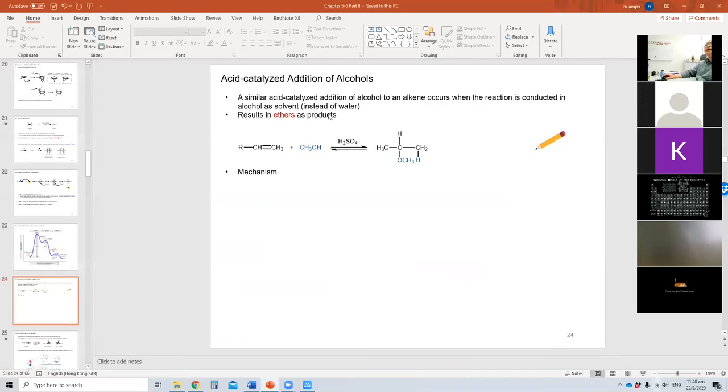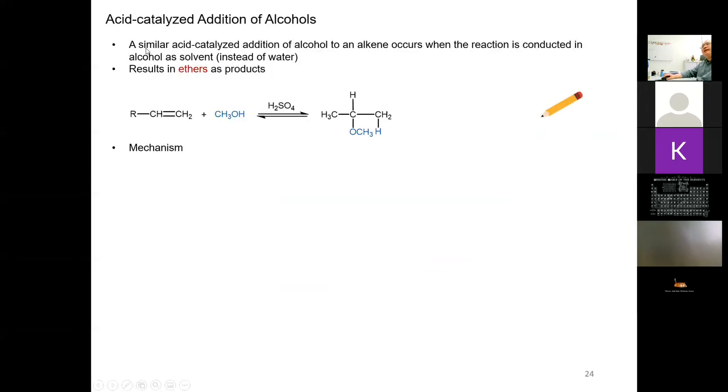All right, so a similar acid-catalyzed addition of alcohol can also occur when the reaction is conducted in the alcohol as solvent instead of water. So instead of the abundant water nucleophiles, now what if you have abundant alcohol nucleophiles? So what's going to happen? The net result is that an ether will be formed in a Markovnikov pathway, in which the proton will add to this carbon, and the nucleophile OCH3 will add here.